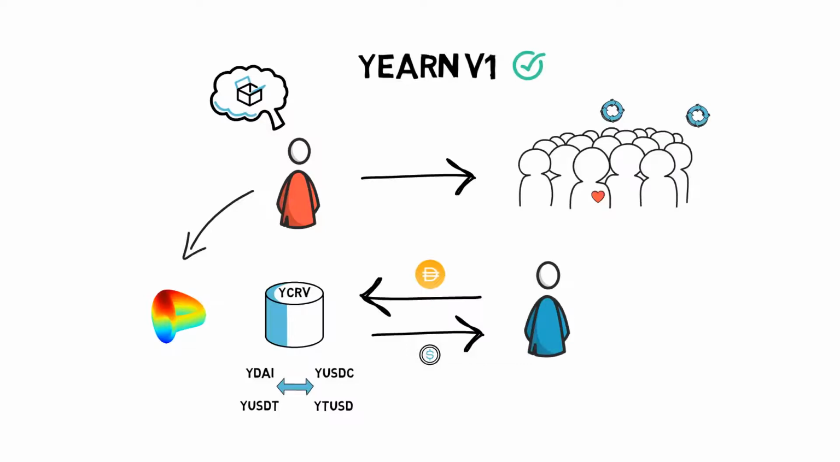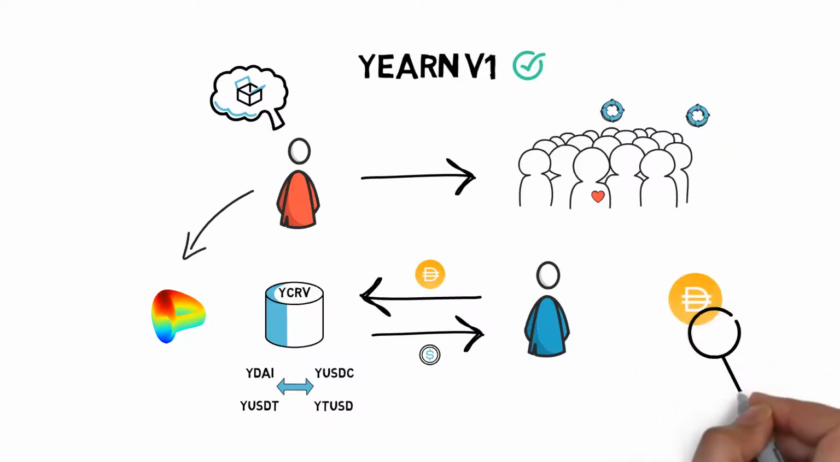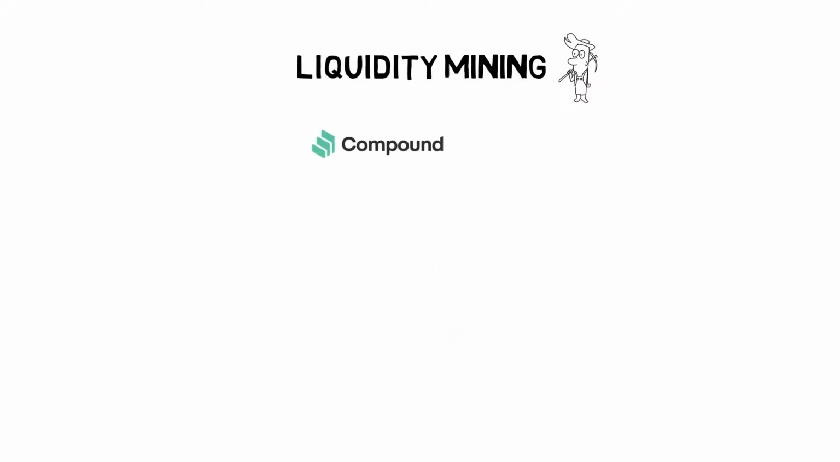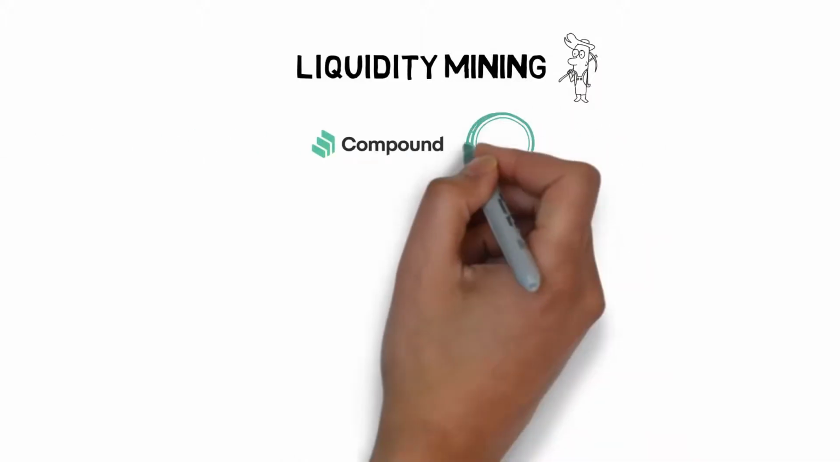Up to this point, finding out what the best APY on a given stablecoin is was fairly easy. This changed dramatically with the introduction of liquidity mining, with Compound's COMP token distribution as a prime example.